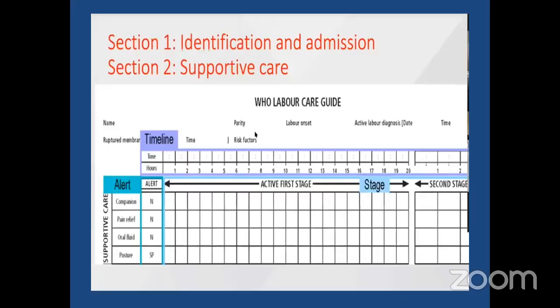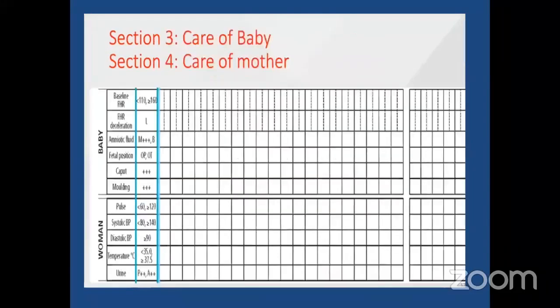So the next section talks about the baby and the woman. As usual, in the baby section, you will be having the fetal heart rate, you'll be having fetal decelerations, you'll be having the amniotic fluid, which has either meconium or doesn't have meconium. Then you will have the fetal position, whether it is occiput posterior, occiput transverse, then caput and molding. And if any of these are present, you can just put an alert here.